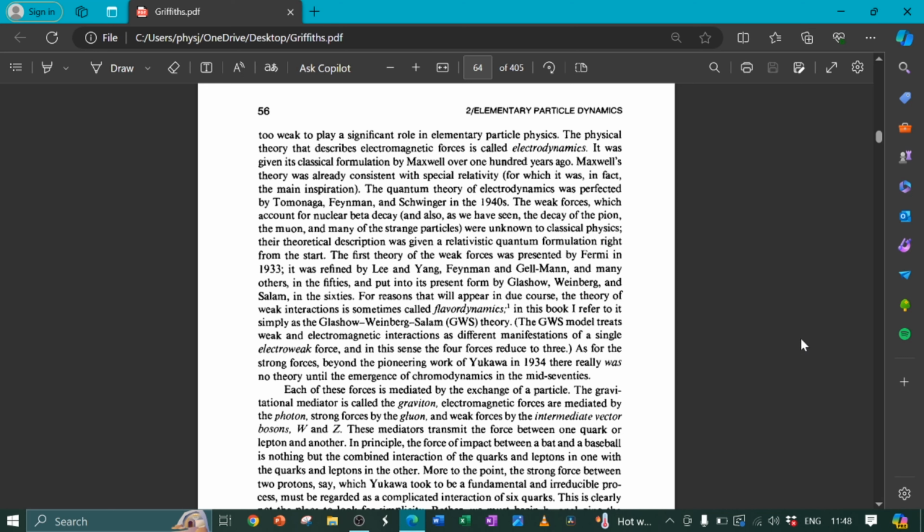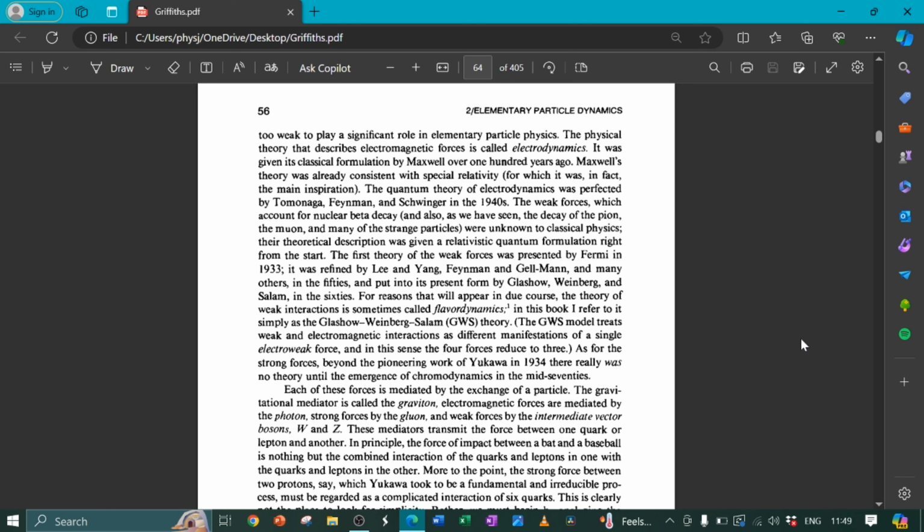The physical theory that describes electromagnetic forces is called electrodynamics. It was given its classical formulation by Maxwell over 100 years ago. Maxwell's theory was already consistent with special relativity, for which it was in fact the main inspiration. The quantum theory of electrodynamics was perfected by Tomonaga, Feynman and Schwinger in the 1940s.